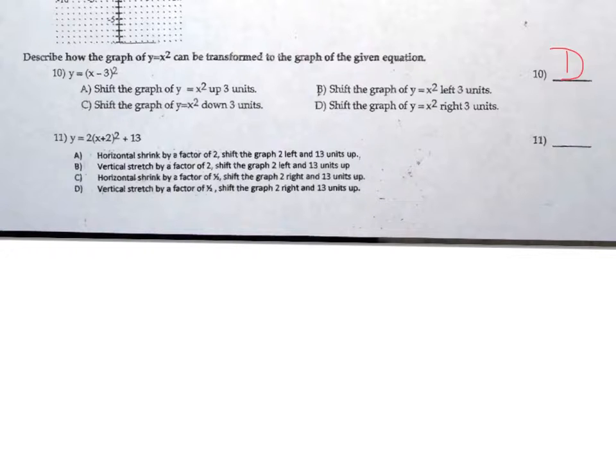Okay? Number 11. You have several transformations. Inside the parentheses tells you to move left 2 units. The outside number is a vertical stretch by a factor of 2. And the plus 3 moves the graph up 3 units. So what was the answer for this problem? B. Letter B. Okay.